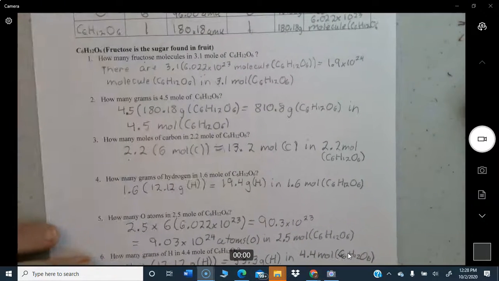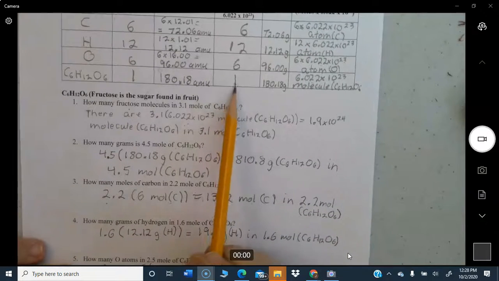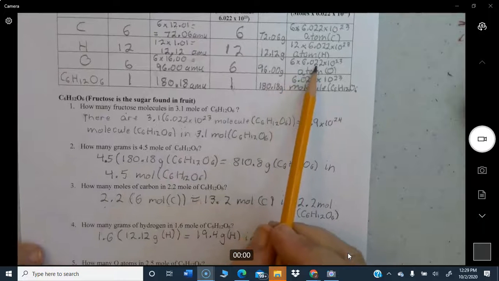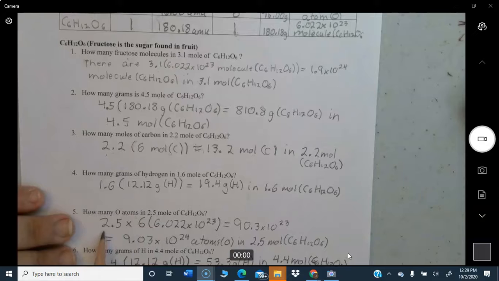Okay. Next up, how many oxygen atoms in 2.5 moles of fructose? In 1 mole of fructose, there's 6 times Avogadro's number. That's the number of oxygen atoms in a single mole. But you want 2.5 moles, so you multiply that all together. You get 90.3 times 10 to the 23rd, or slide the decimal over, 9.03 times 10 to the 24th atoms of oxygen in 2.5 moles of fructose.